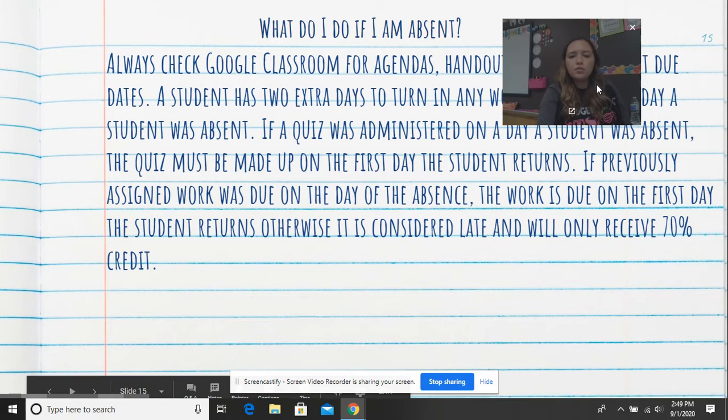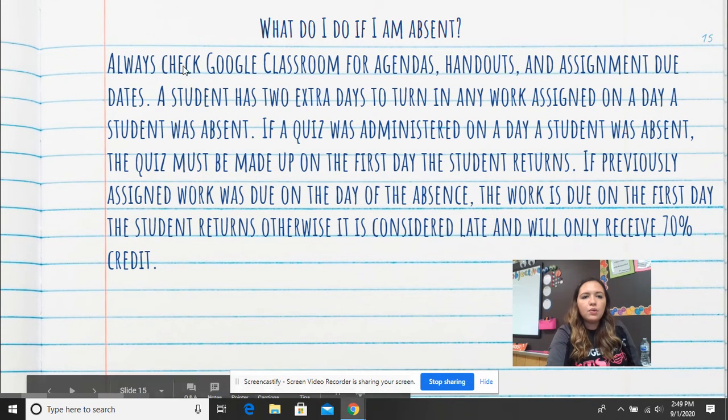Okay, so what to do if you're absent? Always check your Google Classroom for agendas, handouts, and assignments due dates. A student has 2 extra days to turn in any work assigned on a day a student was absent. If a quiz was administered on the day a student was absent, the quiz must be made up on the first day the student returns.